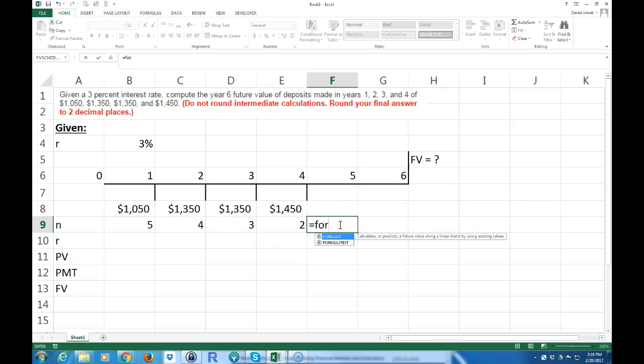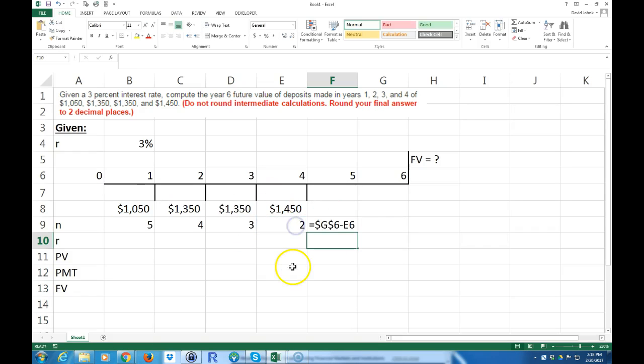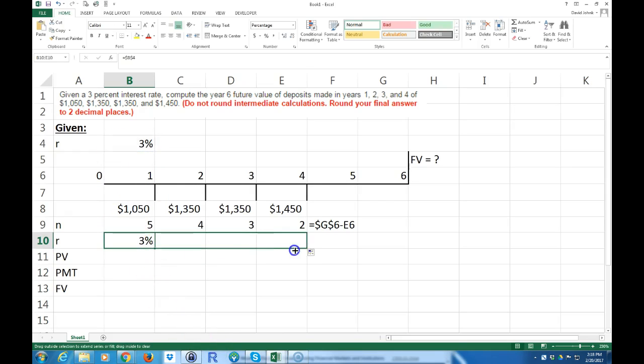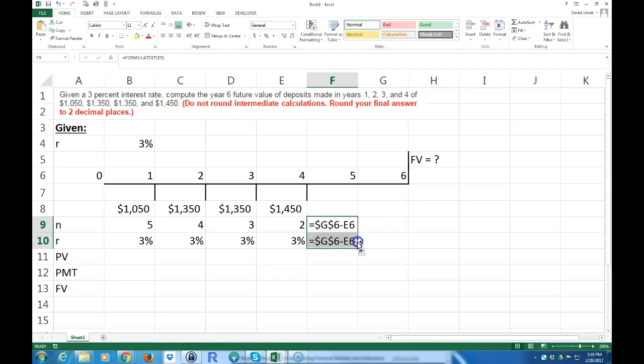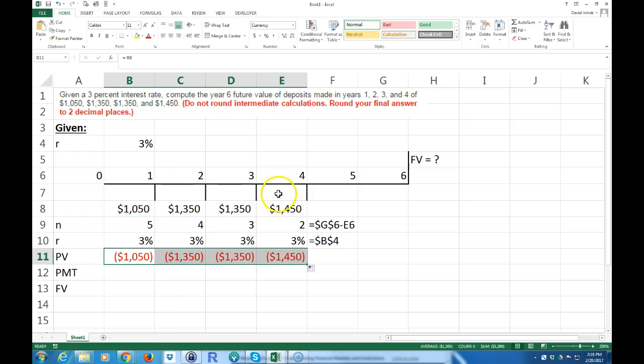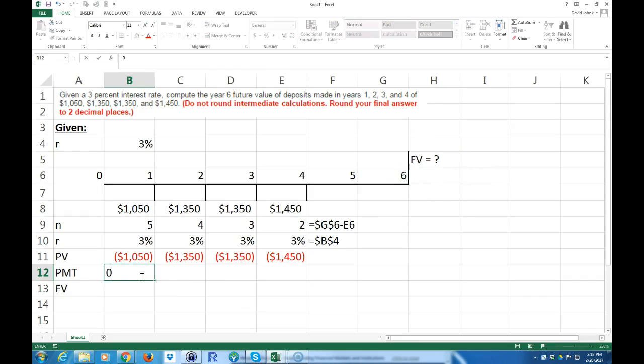So let me put the formula in here. Okay, R is equal to 3%. When I copy this across, I want it to stay at 3%, so I hit F4 and copy it across. And then the present value is going to be equal to a negative of this, because it's the cash flow out of my pocket. So it's equal to a negative whatever this is. This is money coming out of my pocket. That's why the arrow is pointing down on the cash flow diagram. And at the end, we're going to get money back. The payment is zero for each one of these. And the future value is what we want to know.